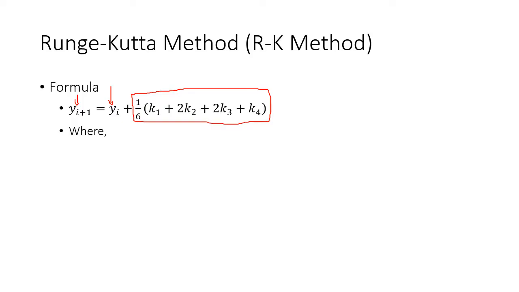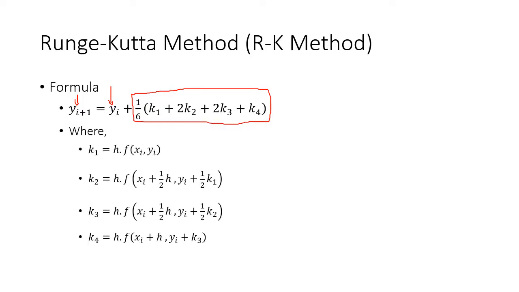That term was different for Euler's method and modified Euler's method, and you can evaluate the values of k1, k2, k3 and k4 using these formulas. So you have to simply substitute the values and find out the values of k1, k2, k3 and k4, and substitute those four values back into this formula to obtain the new value of y.